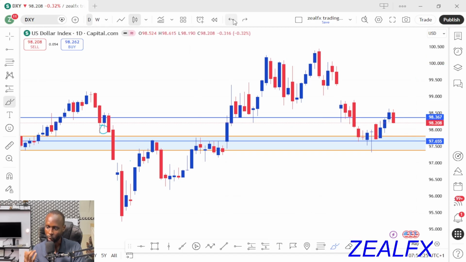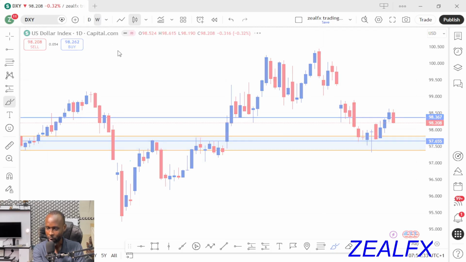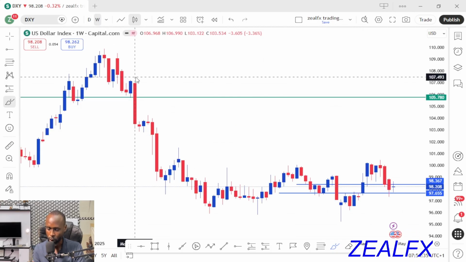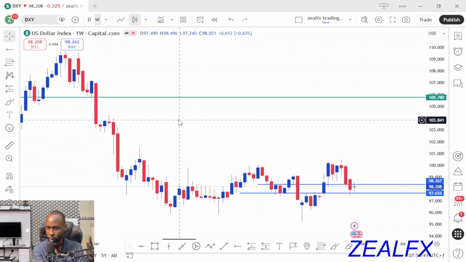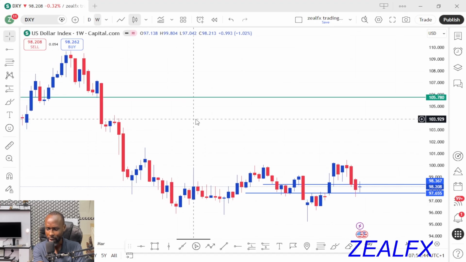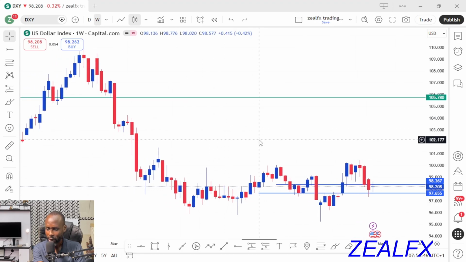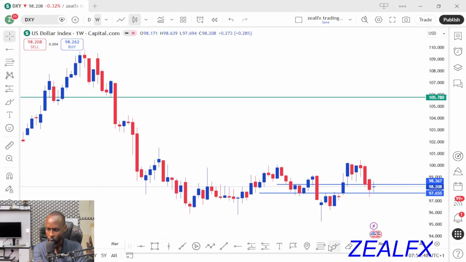But we can't just confirm this movement from the daily time frame. We need to go to our weekly time frame to confirm if the weekly, which is the higher time frame, supports this particular move on the DXY. So on my weekly chart now, we can clearly see that price still remains on this major support level.